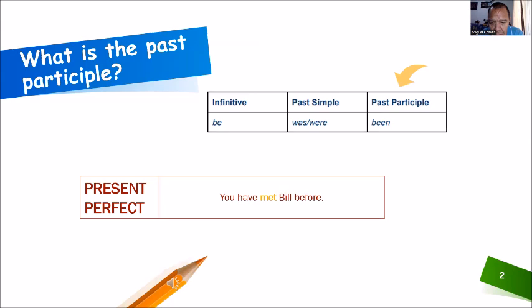The past participle is used in several tenses, especially perfect forms. For example, in the present perfect, you've met Phil before.